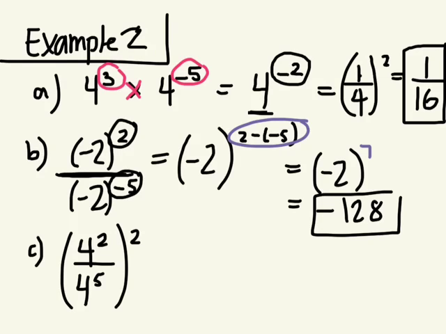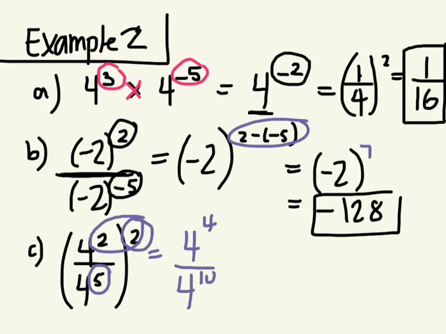So let's look at our numerator. 4 to the power of 2, to the power of 2. What does that become? 4 to the power of 4, divided by 4 to the power of 5, to the power of 2. Good. Now what? Okay. Now we are going to divide powers with the same base. Write the base, subtract: 4 take away 10 becomes negative 6.